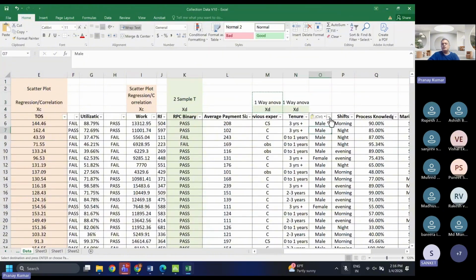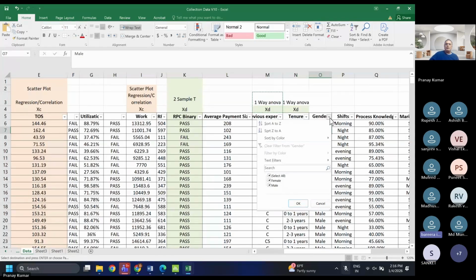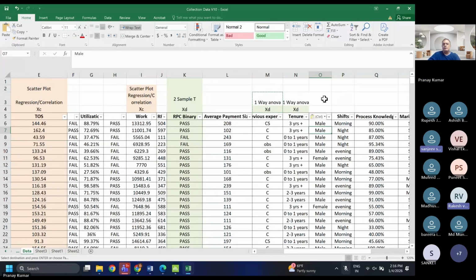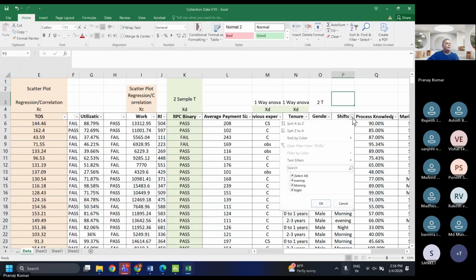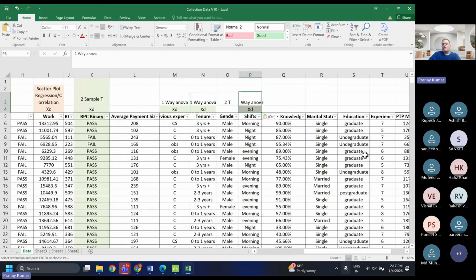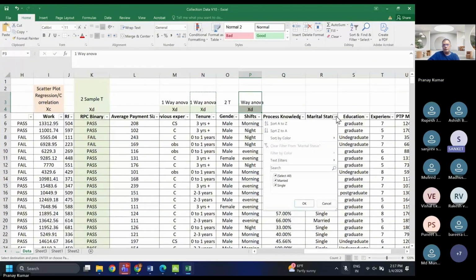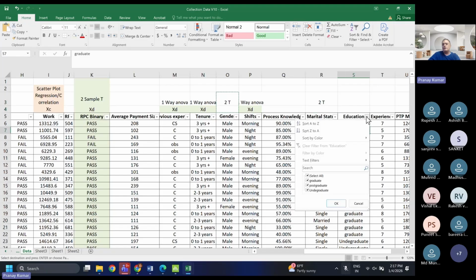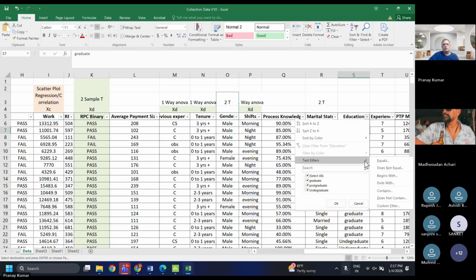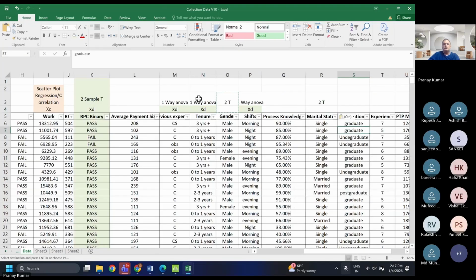Tell me for gender, please. Only two. Two sample t-test. I have shift. More than two. One-way ANOVA. I have marital status. Two. Two sample t-test. I have education. More than two. One-way ANOVA. Logic clear, everyone? Yes, sir. Now clear.